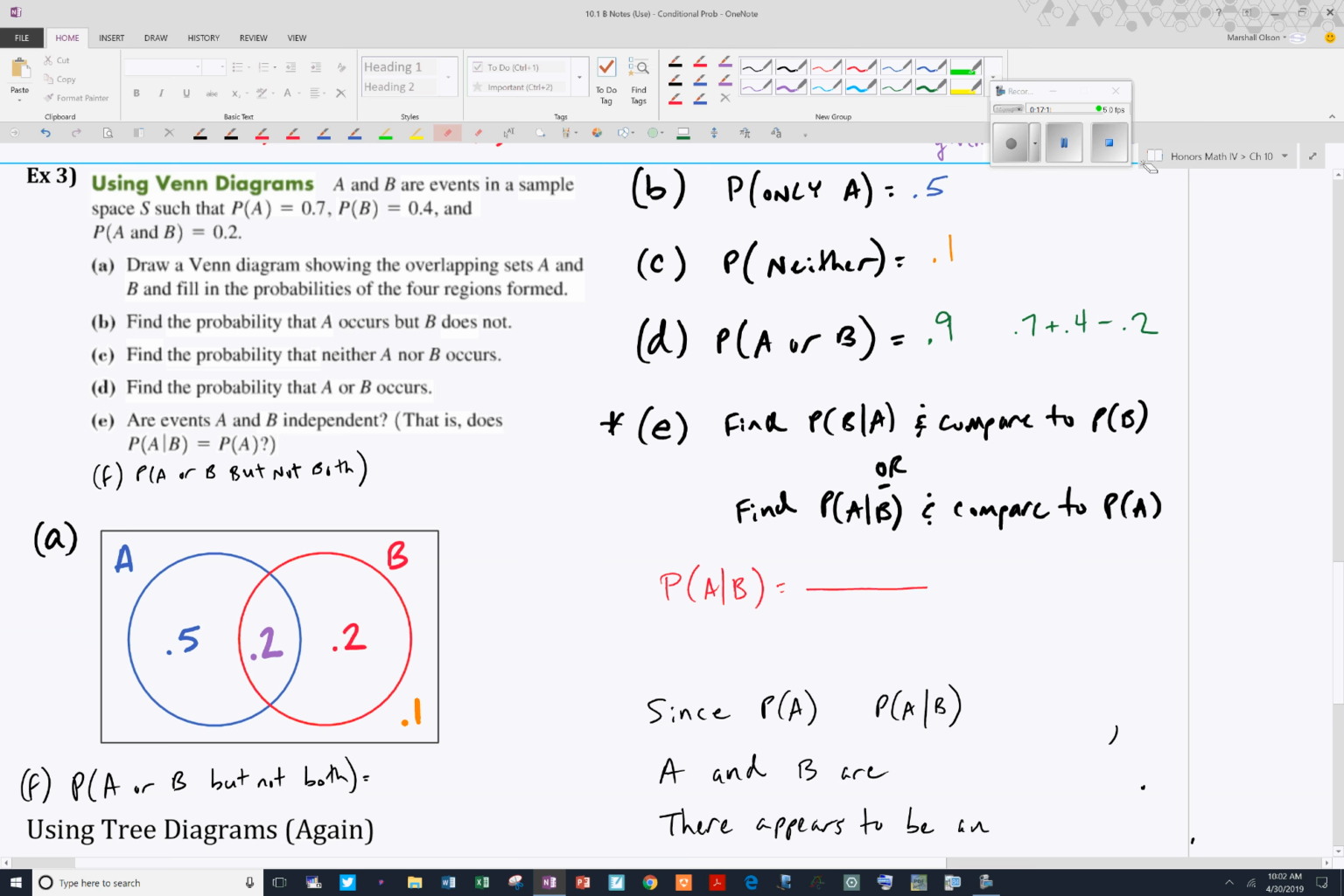No. You'd have to, because what you just said gives us this. Probability of A plus probability of B minus intersection gives you the 0.9, right? How can we find the probability of A or B, but not both? Look at the Venn diagram. 0.5 plus 0.2. That's A, that's B, and it doesn't include the both, right?